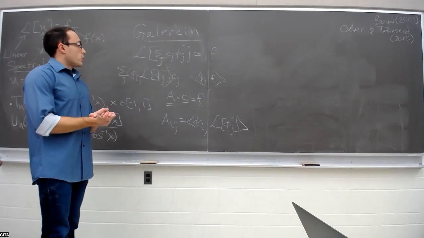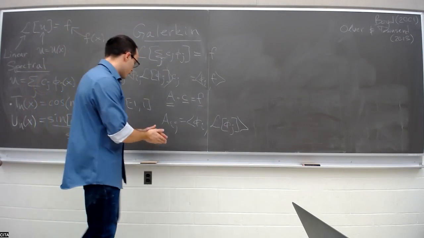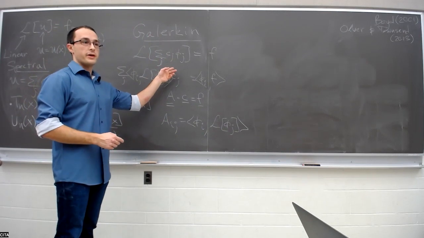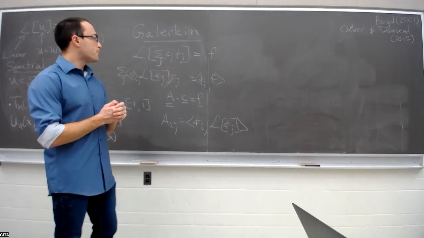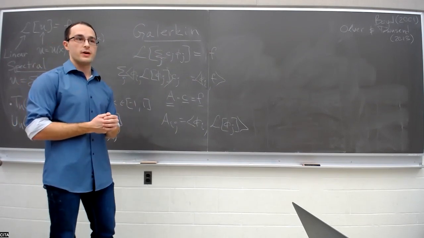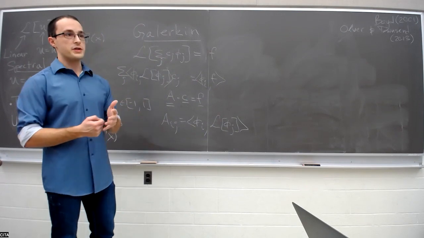Since we're dealing with differential equations, we need to impose some boundary conditions. The easiest way to do that with the Galerkin approach is to use basis functions that already satisfy those boundary conditions to begin with. Or if something like Chebyshev polynomials don't satisfy those boundary conditions to begin with, you can take linear combinations of them that do.